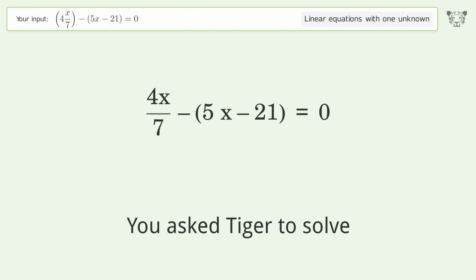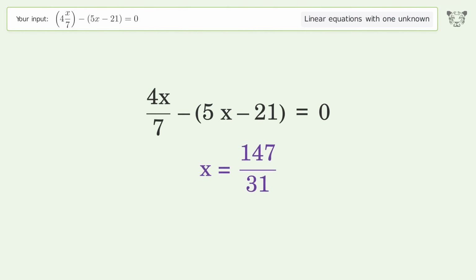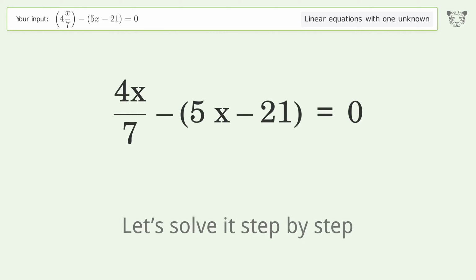You ask Tiger to solve. This deals with linear equations with one unknown. The final result is x equals 147/31. Let's solve it step by step.